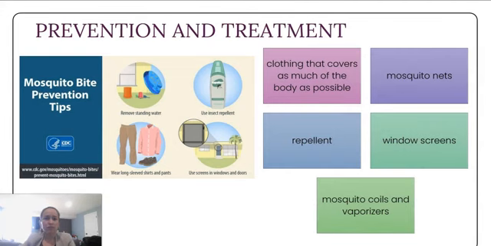Prevention and treatment. The mosquitoes that transmit dengue are active during the day. To reduce the risk of contracting dengue, protect yourself from mosquito bites by using clothing that covers as much of the body as possible, and mosquito nets, ideally treated with insect repellent. If sleeping during the day, window screens can be used.